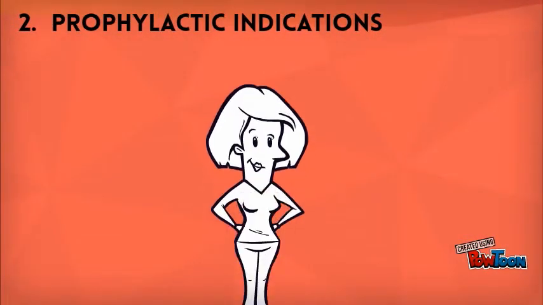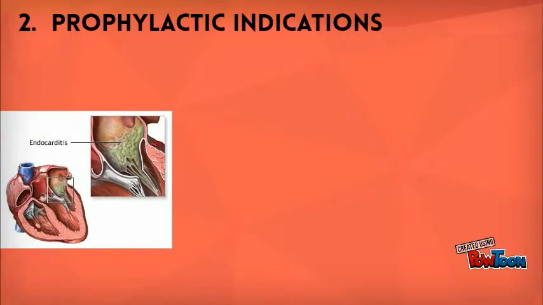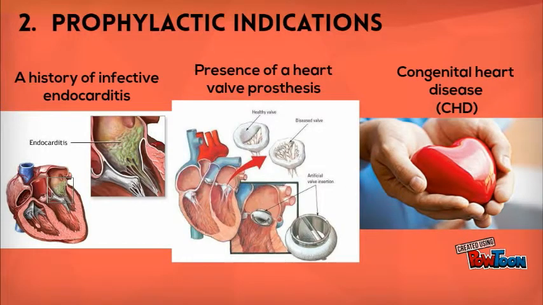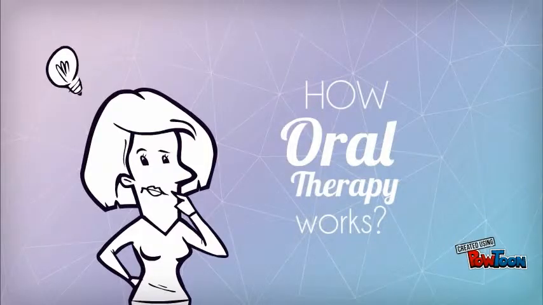Prophylactic indications. One clear-cut use of antibiotics is for prophylaxis before a dental procedure, such as in patients with a history of infective endocarditis, presence of a heart valve prosthesis, and congenital heart disease. How oral therapy works.